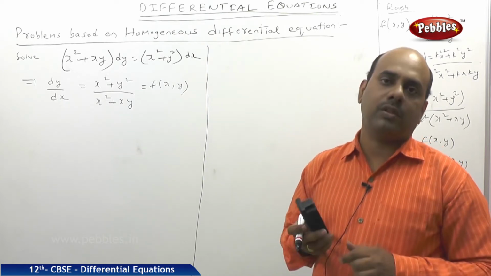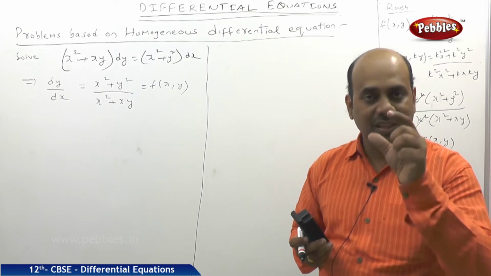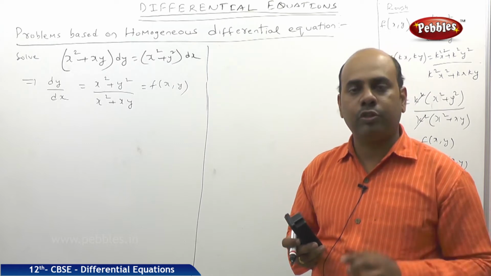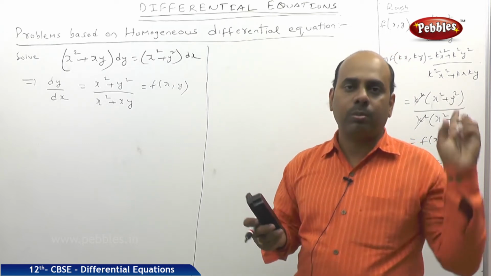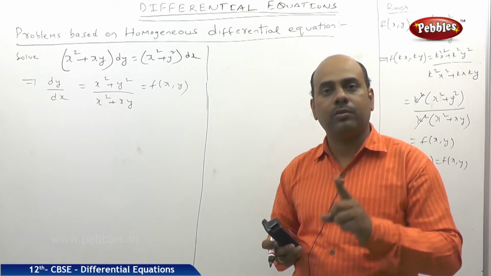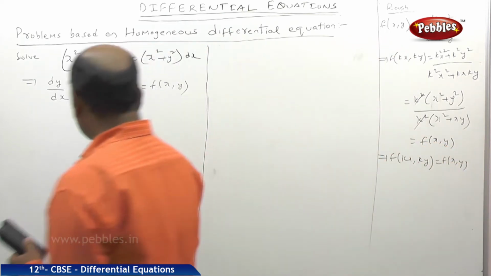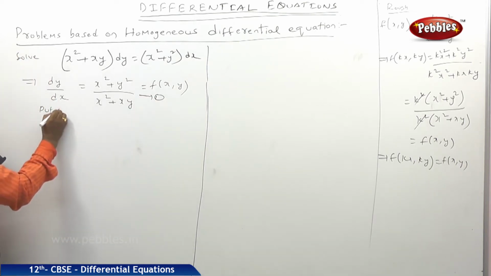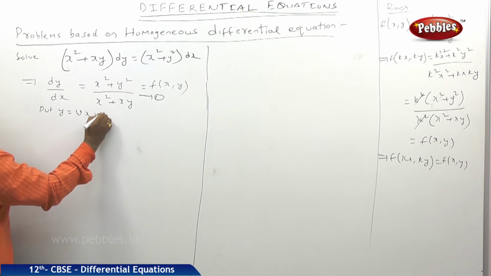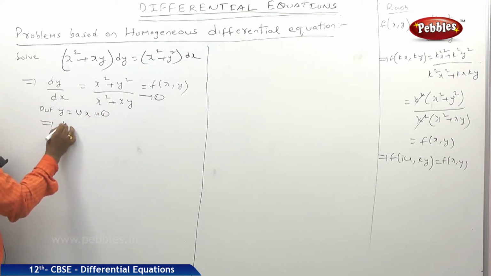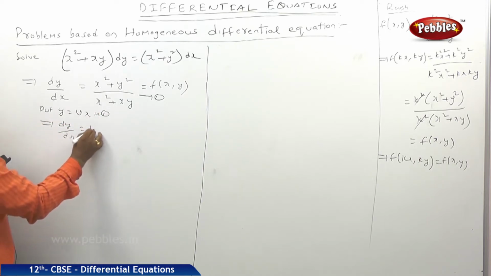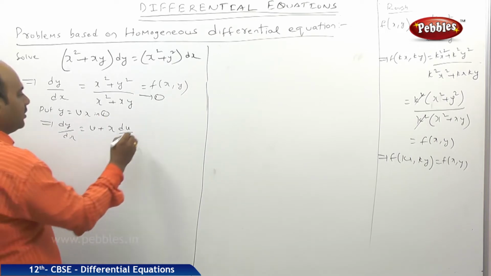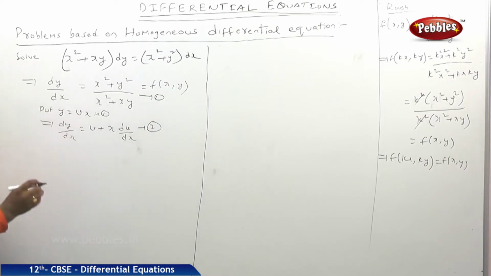How can we solve this homogeneous differential equation? There is a special working rule. The working rule says you need to put y equal to vx, provided the function is a homogeneous function. So if I call this 1, I put y equal to vx in 1. If I put y equal to vx in 1, then dy by dx is equal to v plus x into dv by dx. This I call 2.